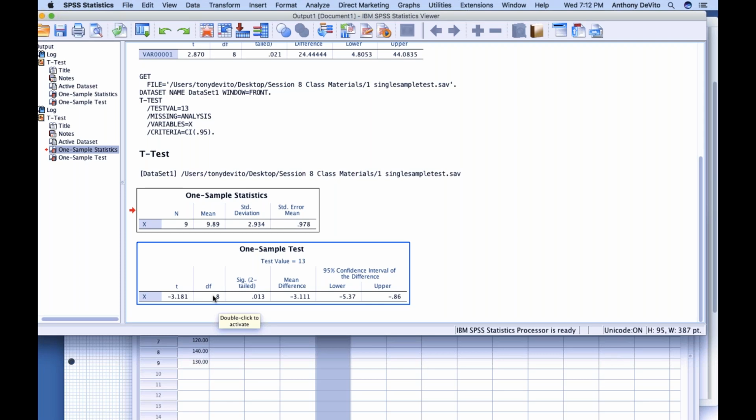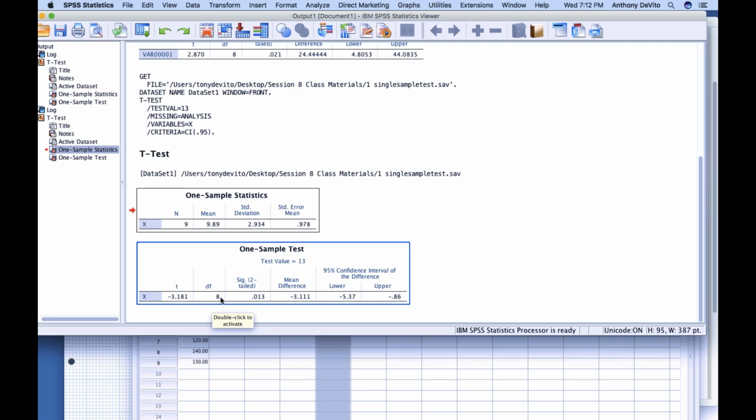In this case, it's 8. Now, we've happened to have done this before, so we know for 8 degrees of freedom and an alpha of 5%, that our critical value of t is 2.306. We looked it up before. Okay, so our t value that we calculated is 3.18, which is larger than 2.306. So I know I can reject my null hypothesis.